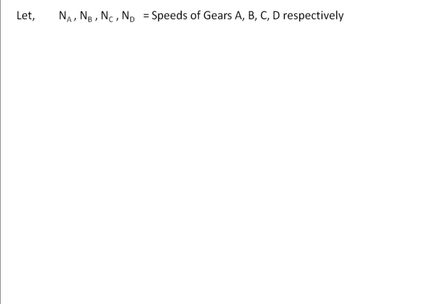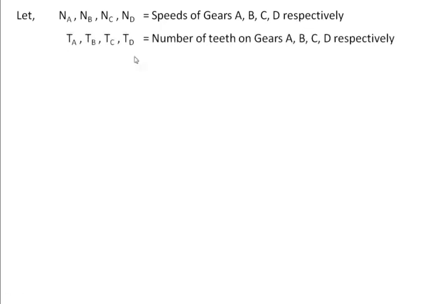Now let us go to the solution of the problem. Let NA, NB, NC, ND be speeds of gears A, B, C, D respectively. TA, TB, TC and TD be the number of teeth on gears A, B, C, D. DA, DB, DC and DD be the pitch circle diameters for gears A, B, C, D.